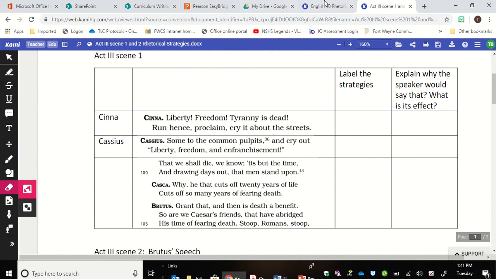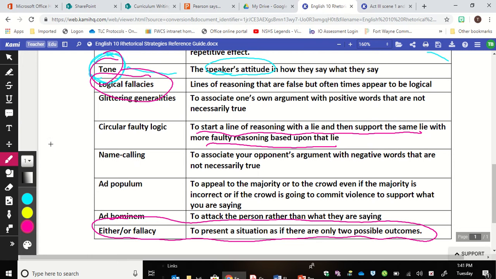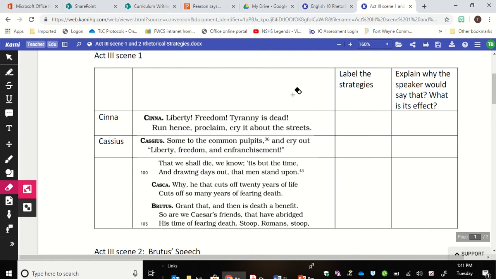In our rhetorical devices, there are these things called logical fallacies that are basically lines of reasoning that are false. They appear to be logical, and people are stupid enough to follow it. And one of the big ones that I see nowadays is glittering generalities, which means to give positive words to your argument that aren't necessarily true. I want to use an example from Act 3, Scene 1.